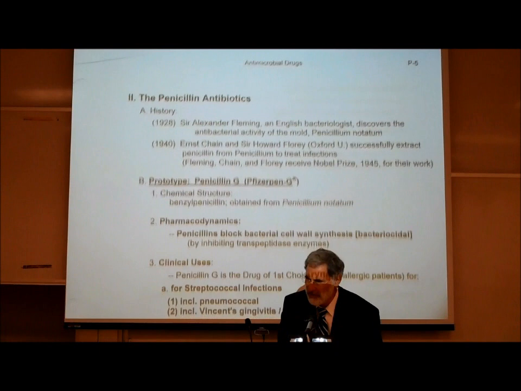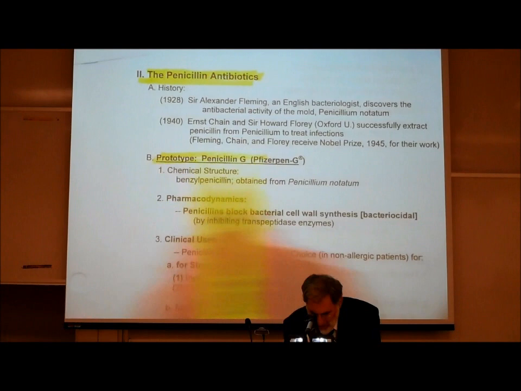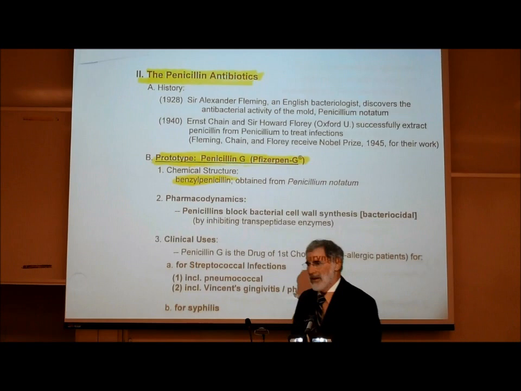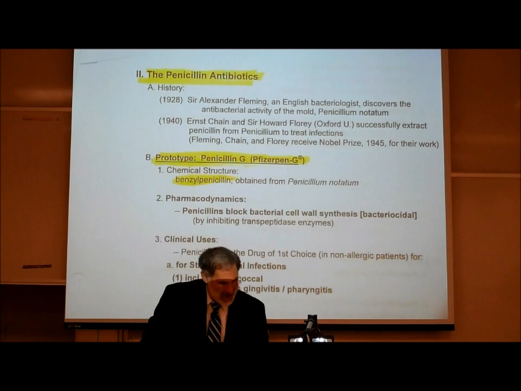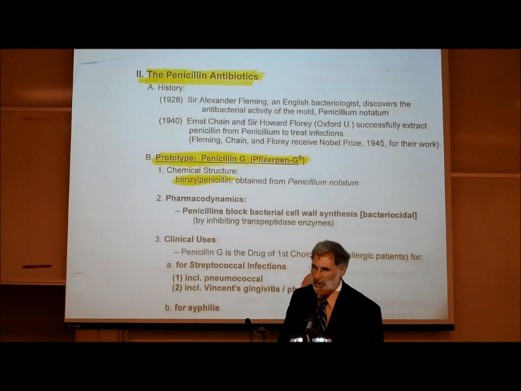On page P5, now that we've given you the background, we want to focus on just a few types of antibiotics because of time. The first are the penicillins. The prototypical penicillin is penicillin G, and its chemical name is benzyl penicillin. You don't have to know that. But benzyl penicillin is the name of the chemical that is extracted from the mold Penicillium notatum. So the classic chemical extracted from this mold is called penicillin G, or benzylpenicillin.